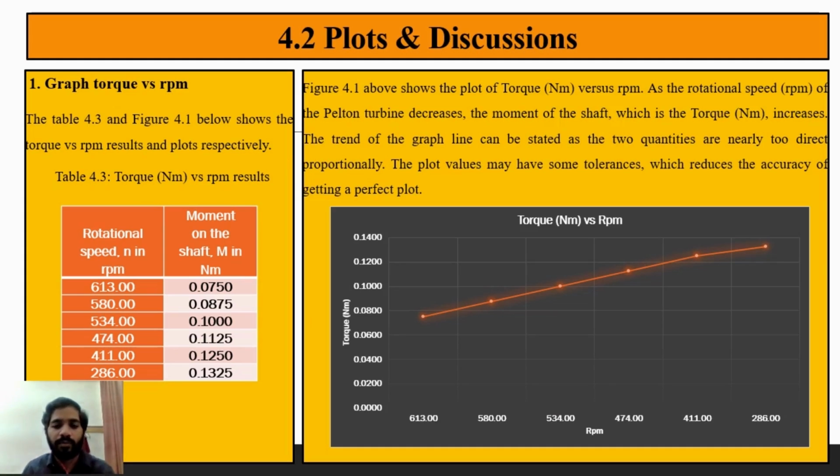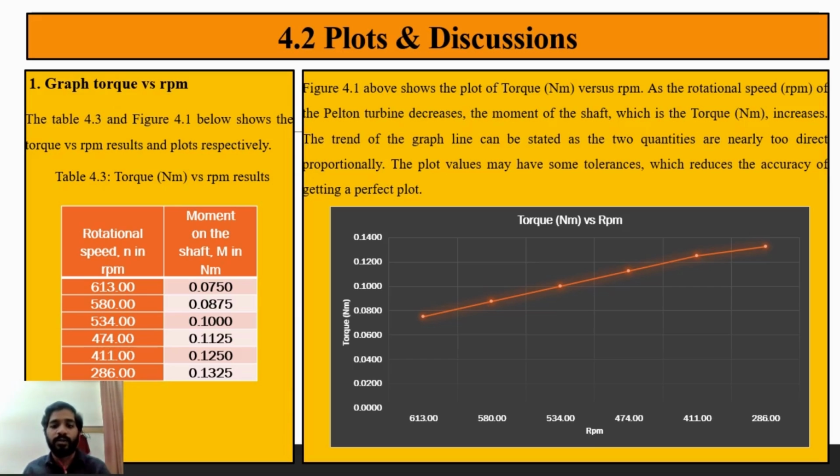Okay, now we're about to witness the plots and discussions for this lab 5. The first question is regarding the graph of torque versus RPM. This is the calculated measurement that we have obtained for the torque versus the RPM results. Based on the table, we plotted a torque versus RPM graph.